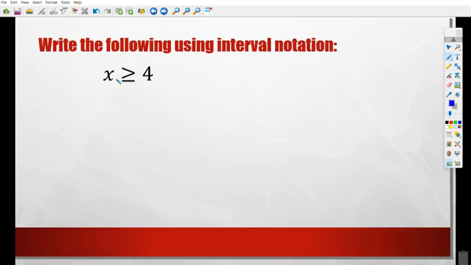Let's look here. Now it says that x is greater than or equal to 4. So let's draw the number line here. Let's see if we can do it. I'm going to label 4.